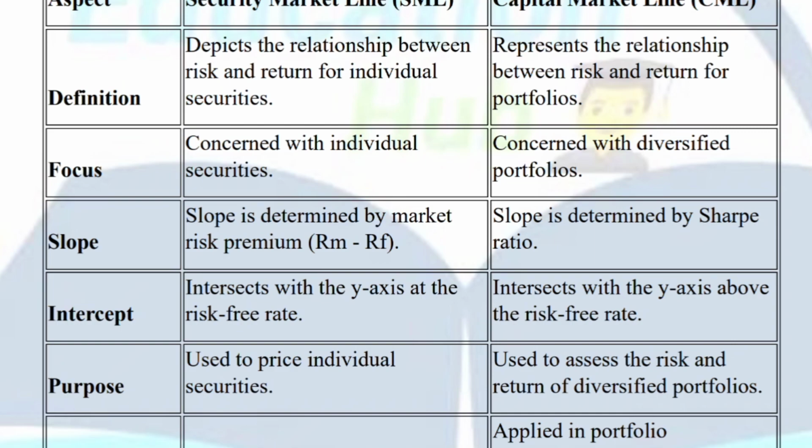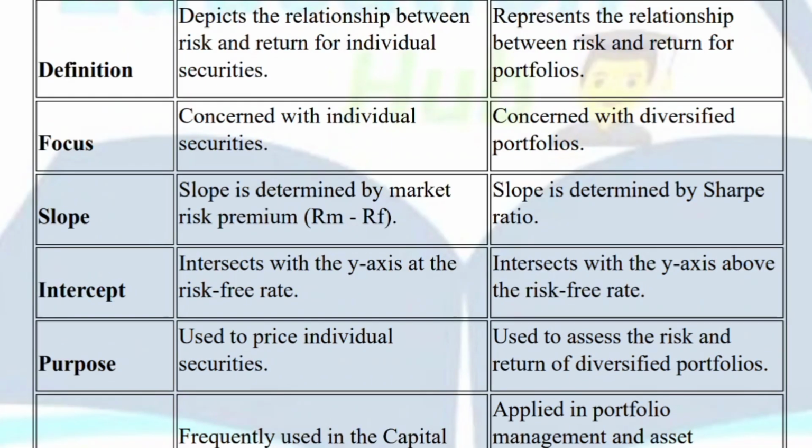but the capital market line intersects with the y-axis above the risk-free rate. The security market line is at the risk-free rate, but on the other side the capital market line is above the risk-free rate. And the risk-free rate is the return expected from the risk-free investment. Okay, so this is another difference.